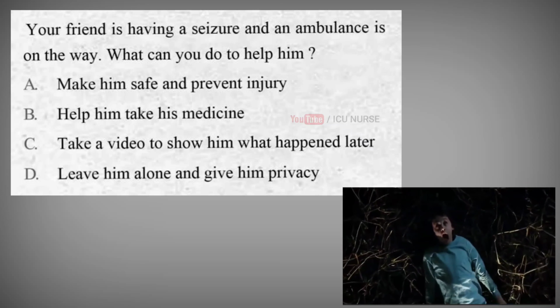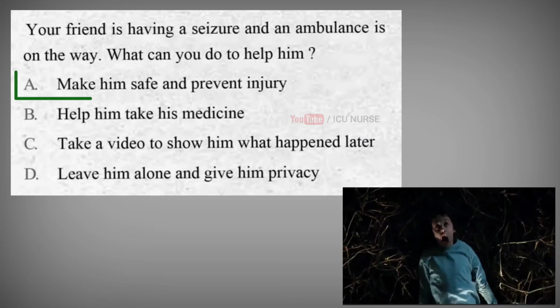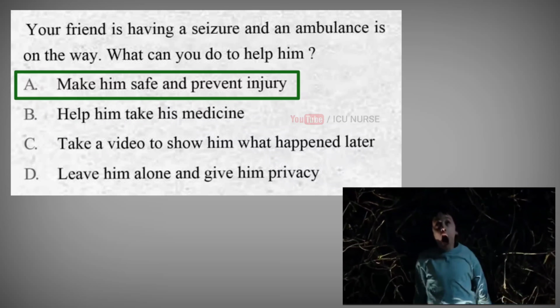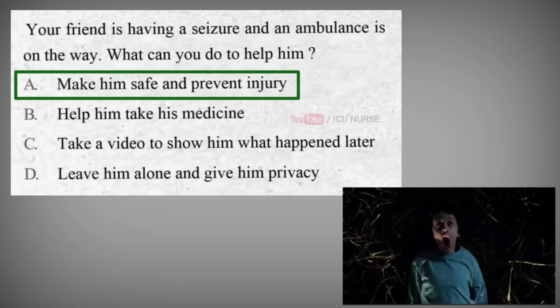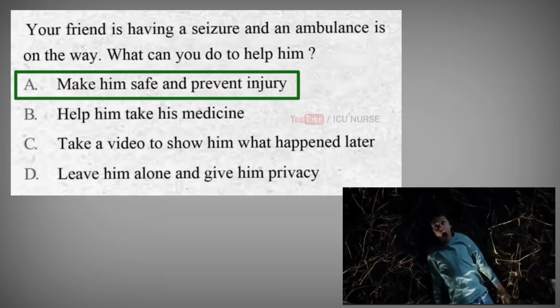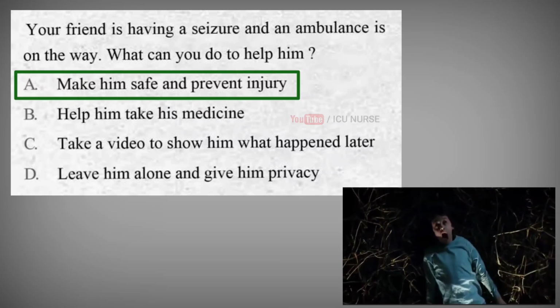And the correct answer is A. Make him safe and prevent injury. The important action here is to make your friend safe and preventing injuries.